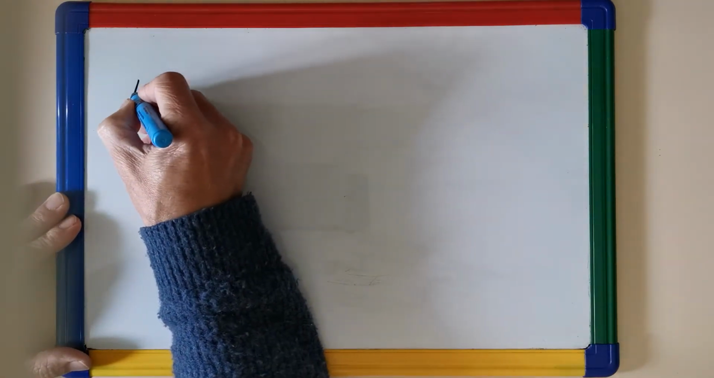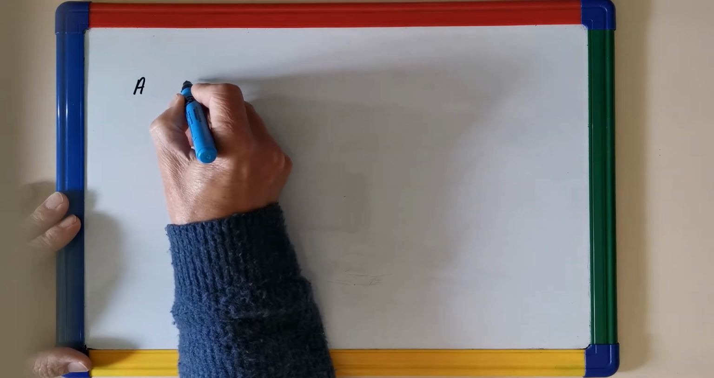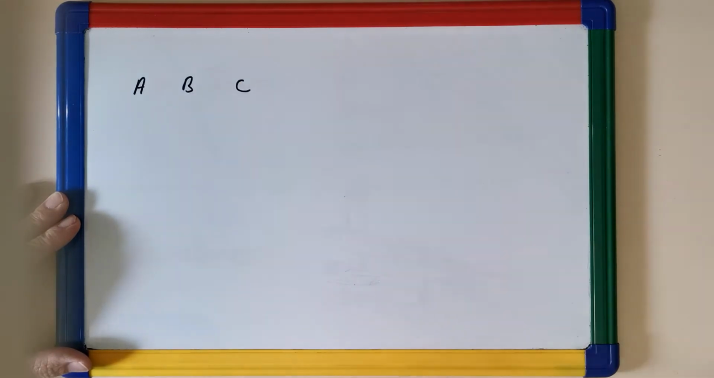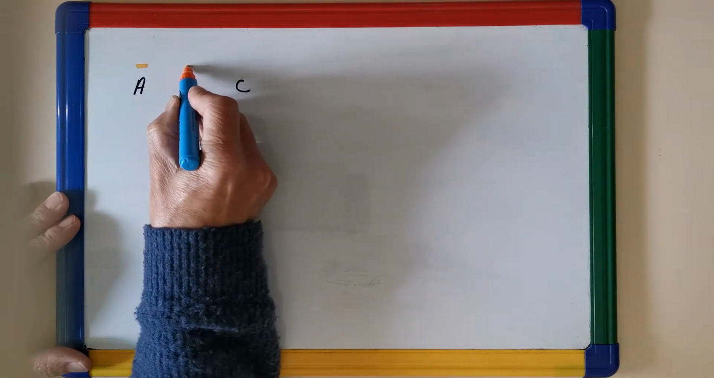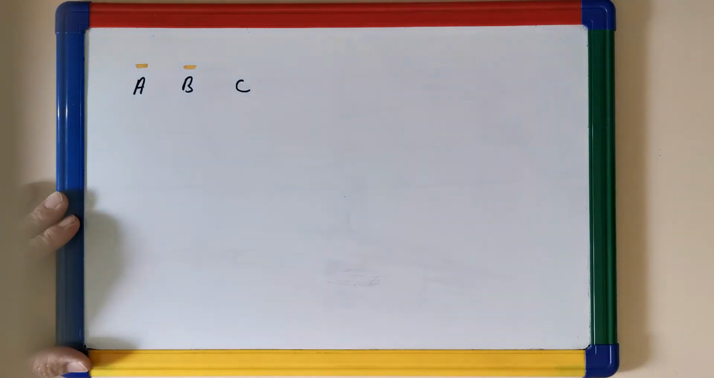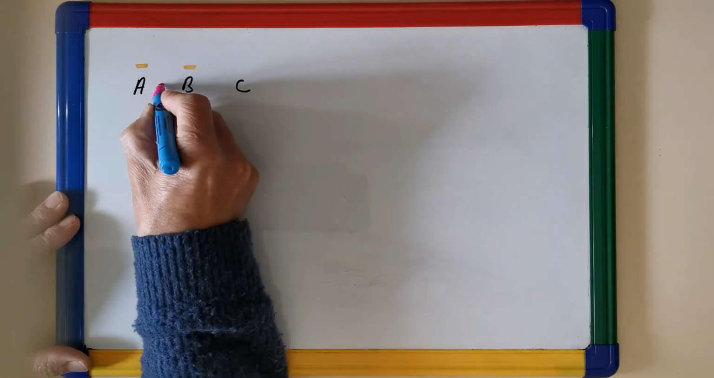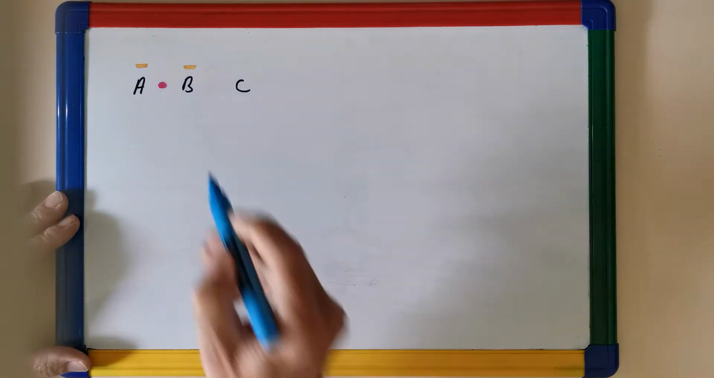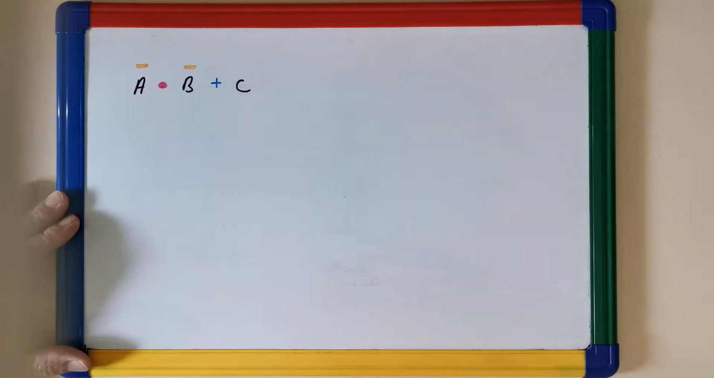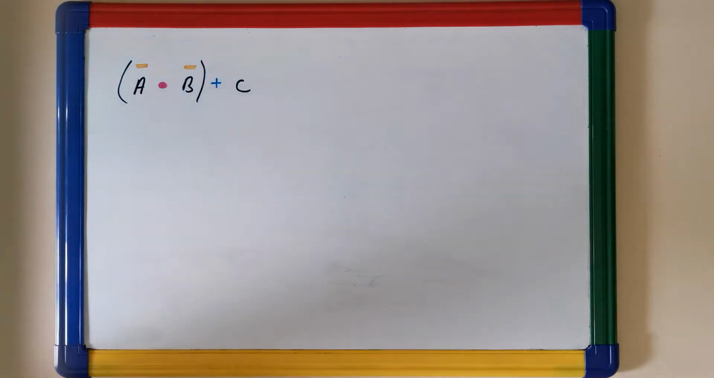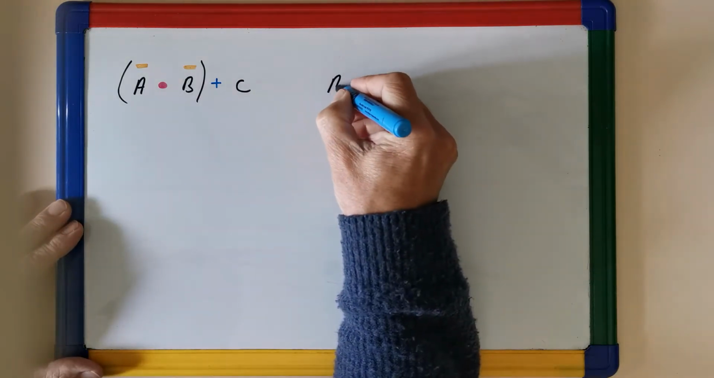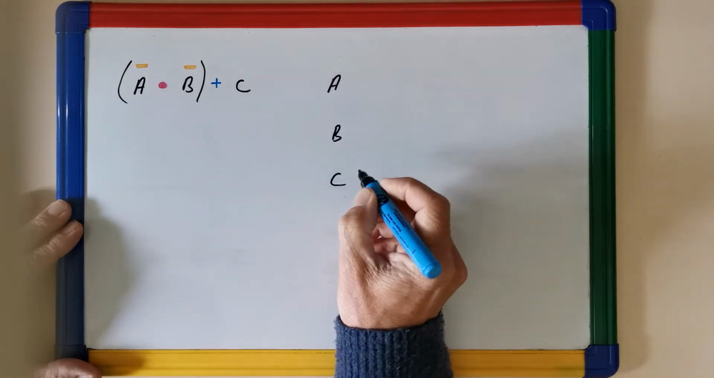We'll do one more example using our color scheme. This one's a little more tricky. So we have A, B, C. We have a not symbol above the B, also above the A, AND gate here, OR gate here, and bracket here. So 3 inputs again, A, B, C.